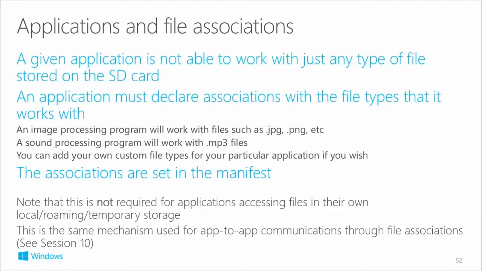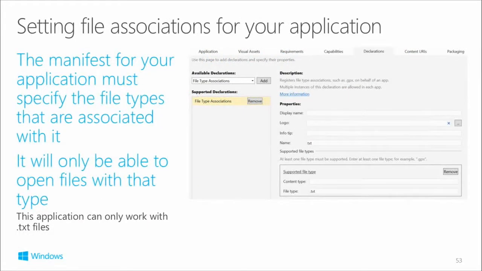Yep. But we do need to make sure that we are registered for those file associations, the files that we are going to read off of the SD card. And by a file association, we actually mean the file type, essentially. The file type, right? Right. And that file type is an association set in the manifest, and it's set here.